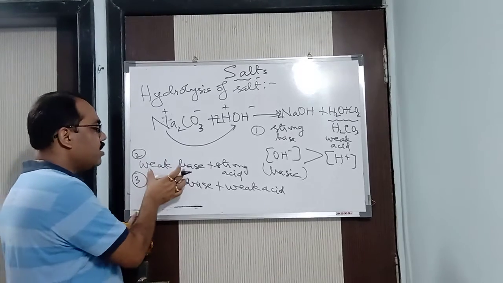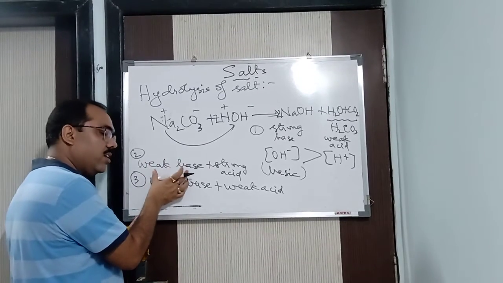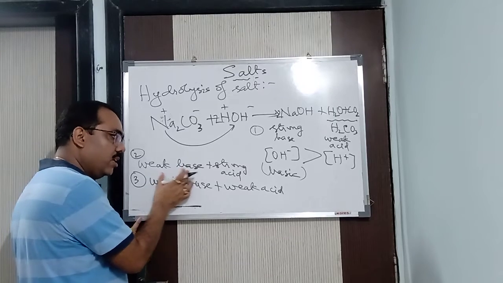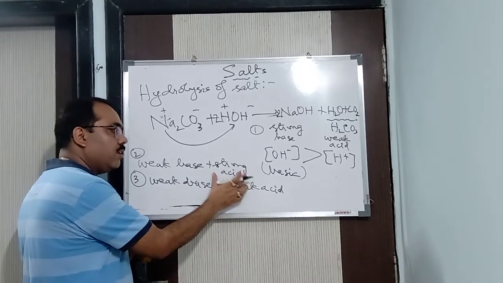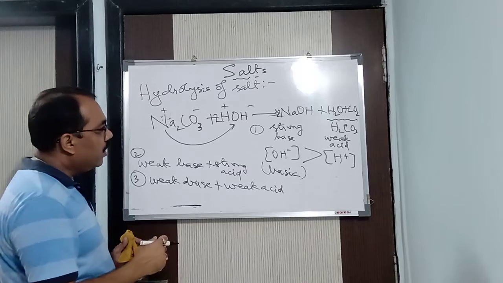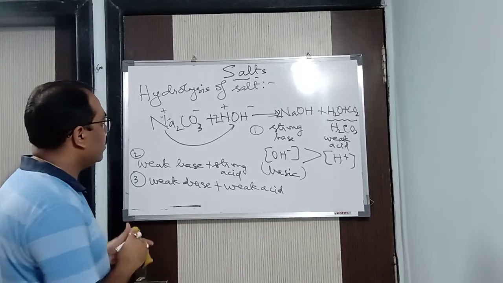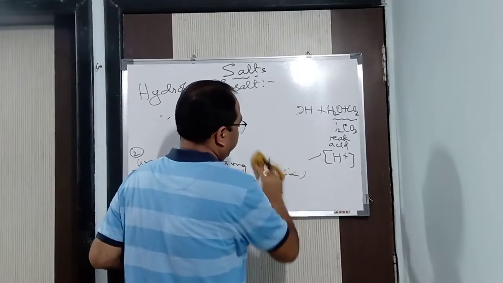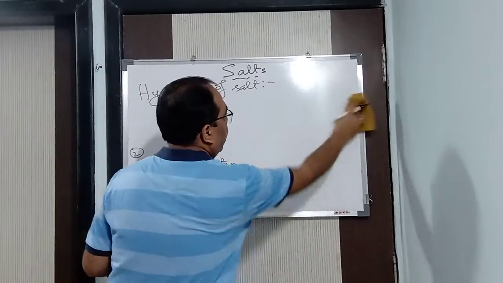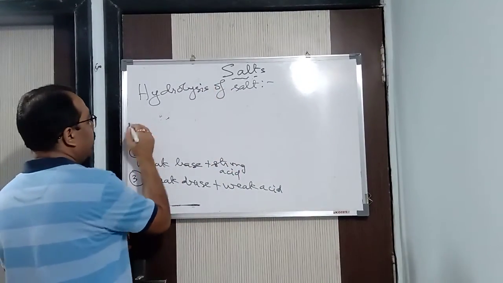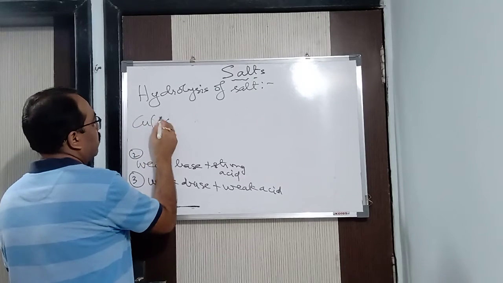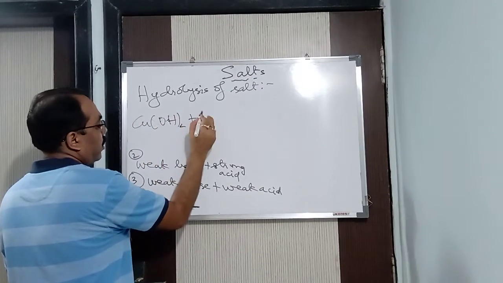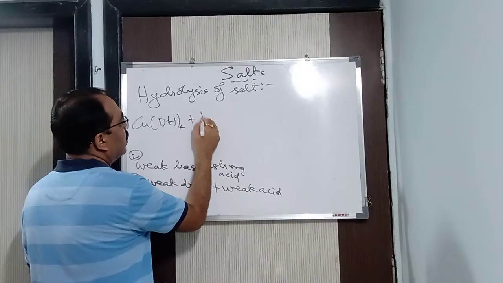Now weak base means what we can say? We can say calcium hydroxide, zinc hydroxide. Strong acid means HCl, we can say that. So to explain this, let me take an example. Okay, I think you understood this one. Let me take an example here. That is weak base, what I said, let us take here copper hydroxide or calcium, anything you can take. And strong acid, that is HCl.